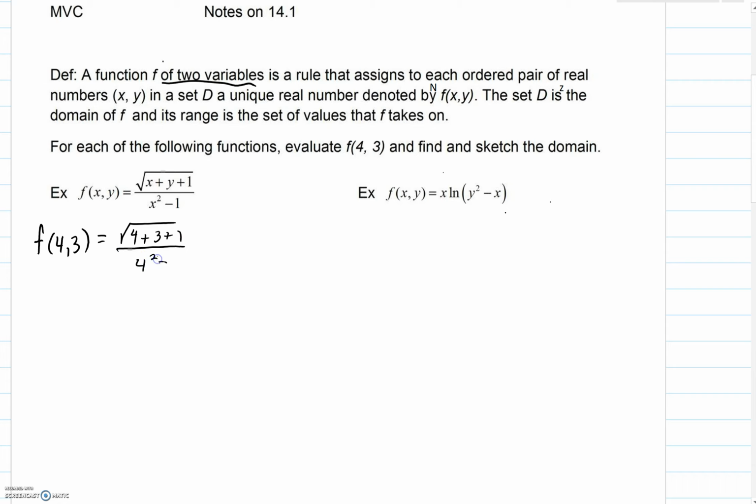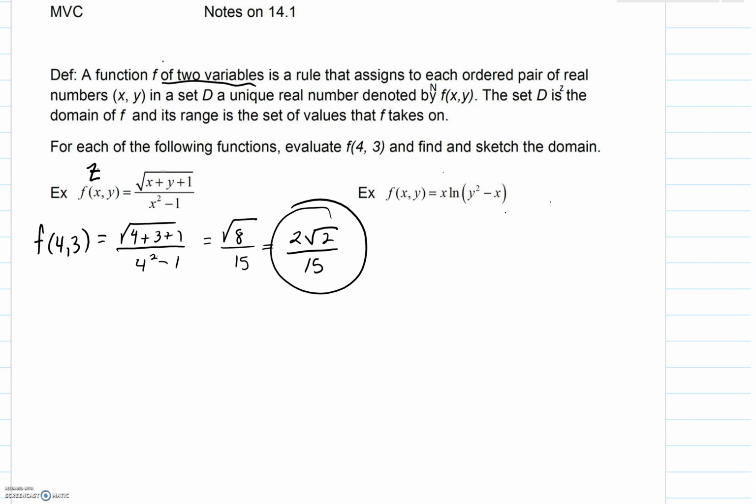Down below, we'll have 4 squared minus 1. And of course, this is radical 8. 4 plus 3 is 7, plus 1 is 8. Down below, 4 squared is 16, and minus 1, you'd get 15. So, simplifying this, we would get 2 radical 2 all over 15. So what we've seen is you can have a function where you substitute in an ordered pair, actually an x and a y value, and get an output, so to speak. By the way, in this regard, a lot of times the output will be considered to be z.